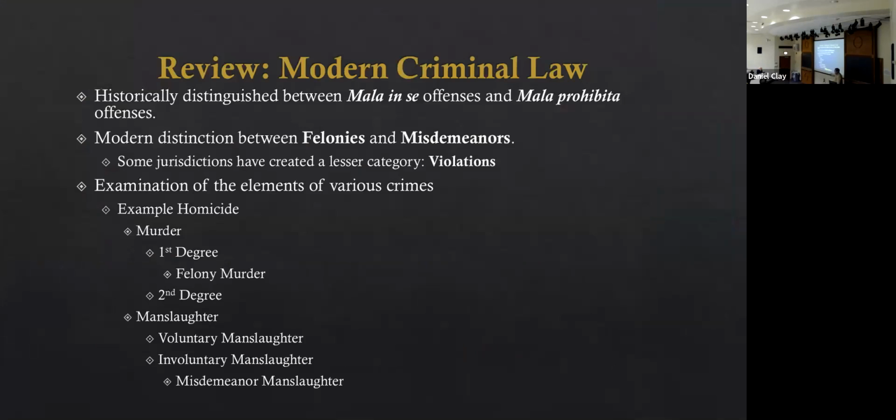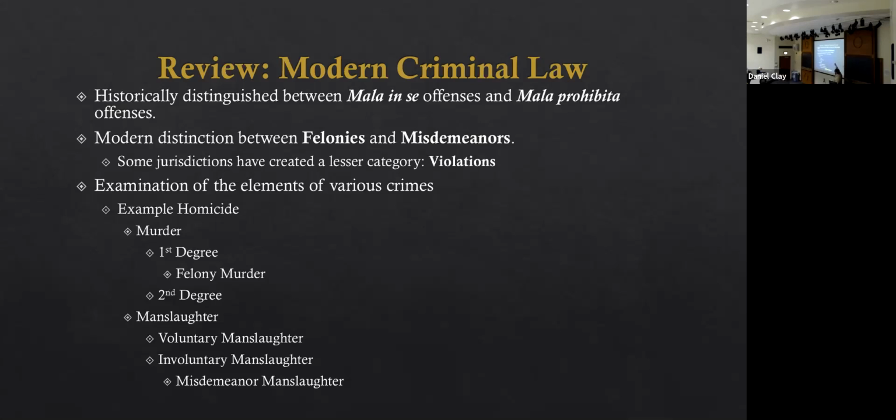So again, this is just a review of the modern criminal law. I won't go through it, but remember we do have the modern distinction between felonies and misdemeanors, something that you're going to need to know for this lecture. A felony is a year or more in prison. A misdemeanor is less than a year in jail. So there's a difference between going up on the hill and going to the county jail.